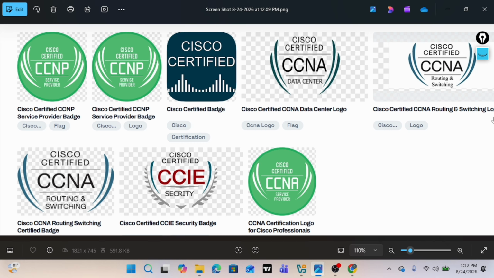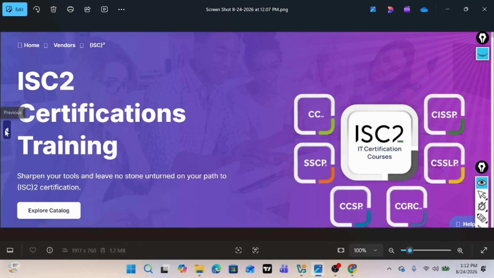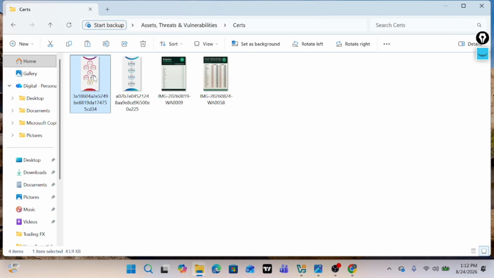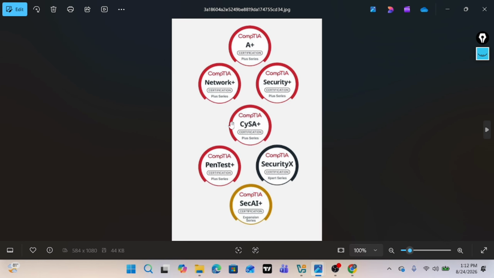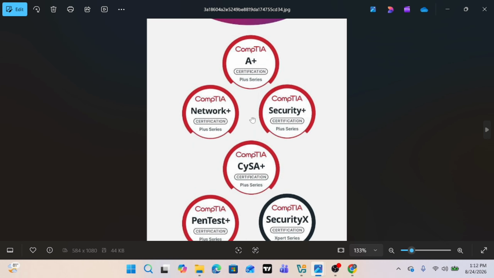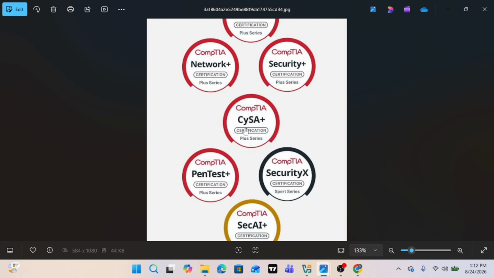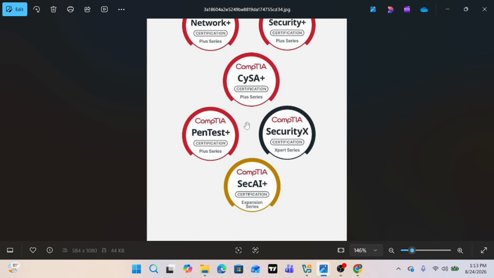You must get one from Cisco, get one from ISC2, and probably grab one from CompTIA. Alright, let me show you some options that CompTIA has available that you can as well grab. You can come to CompTIA and obtain either the CompTIA A+, or Network Plus, or Security Plus, or CySA, PenTest Plus, SecurityX. These are a lot of certifications.